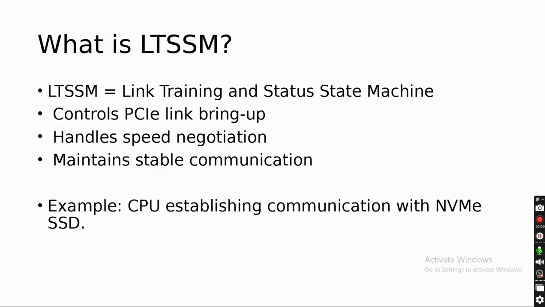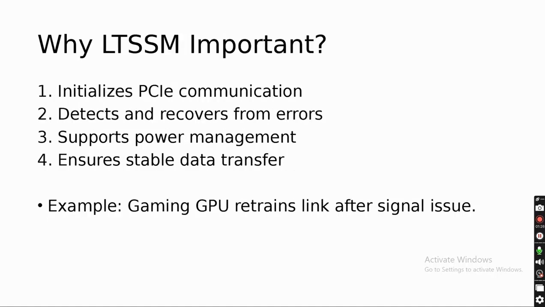And also LTSSM negotiates the speed by exchanging TS1 and TS2 order sets. Training sequence is what we call them. Select the common highest supported speed from both sides and configure the link before entering the L0 state. So this is nothing but the overall overview of the LTSSM. Let's move to the next slide.